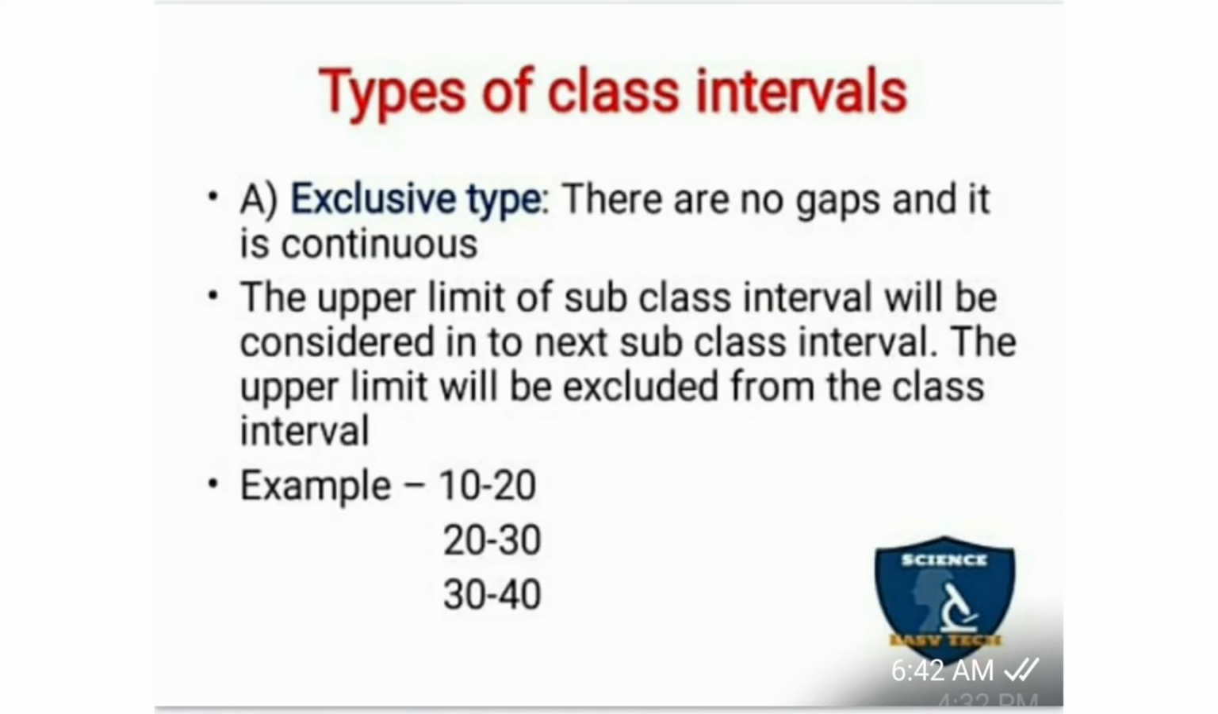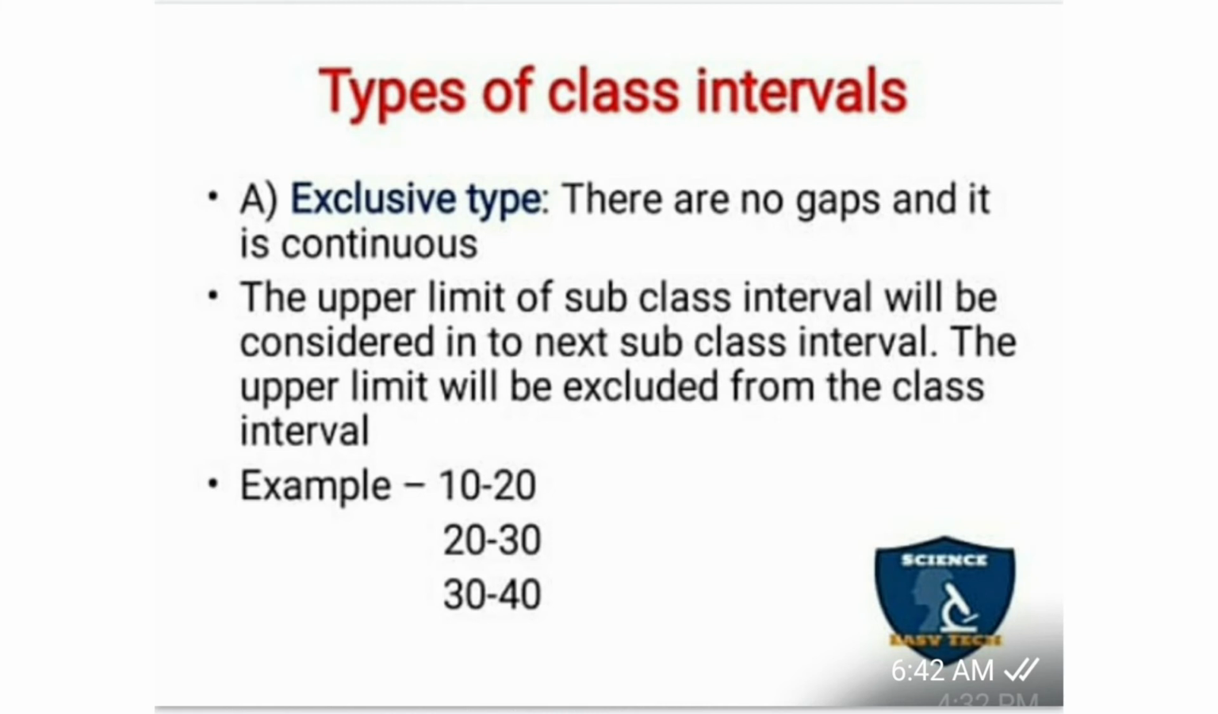So exclusive type: there are no gaps and it is continuous. Here in exclusive type, the data is arranged continuously. For example, 10 to 20, 20 to 30, 30 to 40, 40 to 50, everything has been included continuously. And here the upper limit of the class interval should be considered in the next class interval.